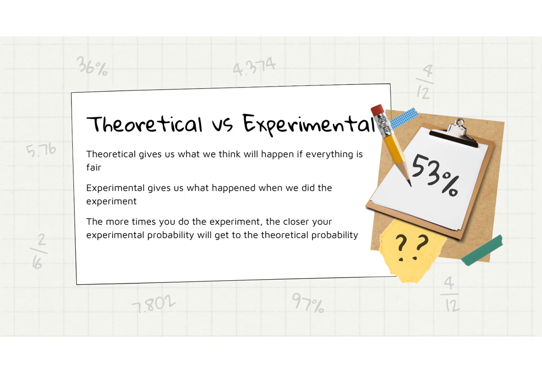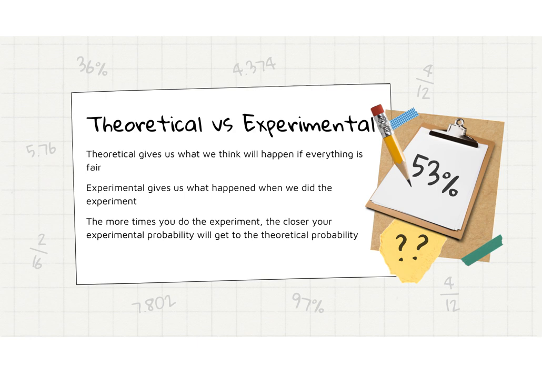As was mentioned in the mild video, theoretical probability is what we think will happen when everything is fair. Experimental is the probability based on information we have collected and what we think will happen next based on that information. So the more times we do an experiment, the closer the experimental probability will get to the theoretical probability.